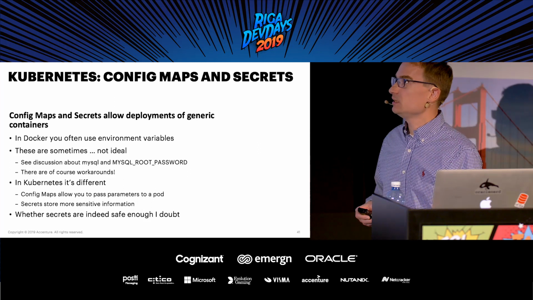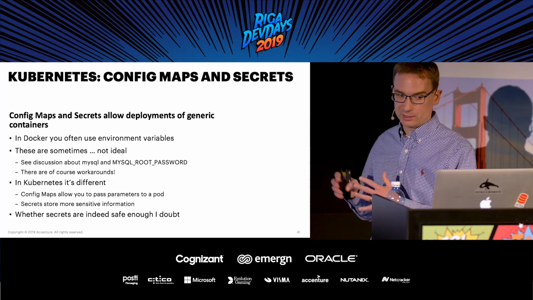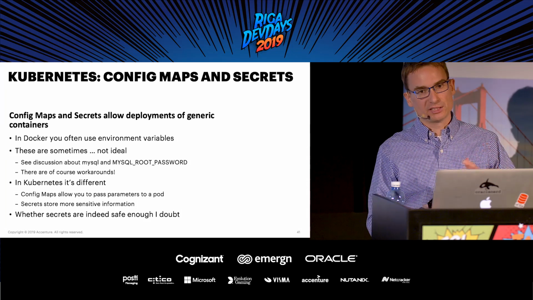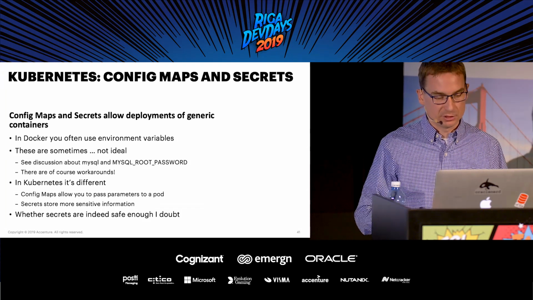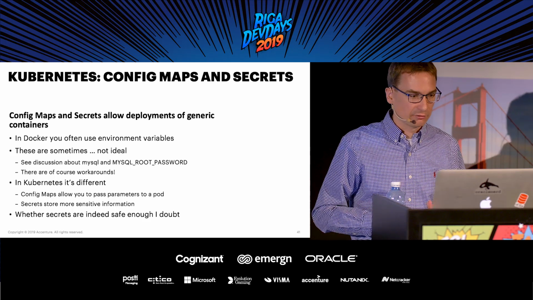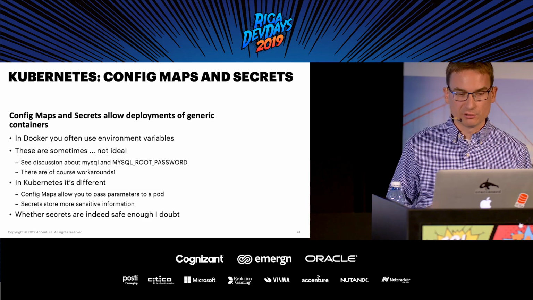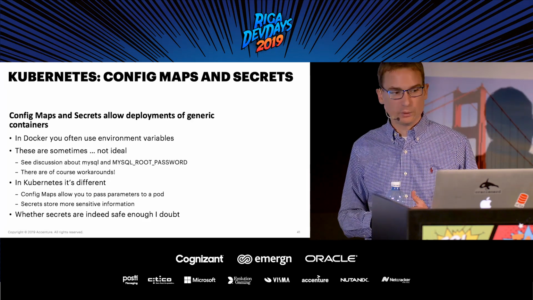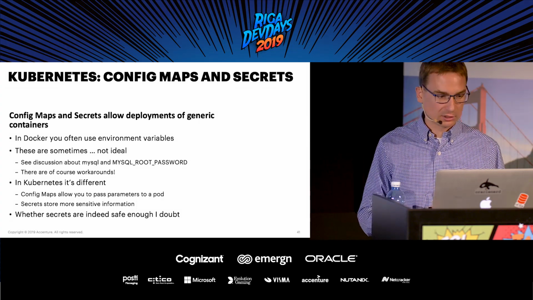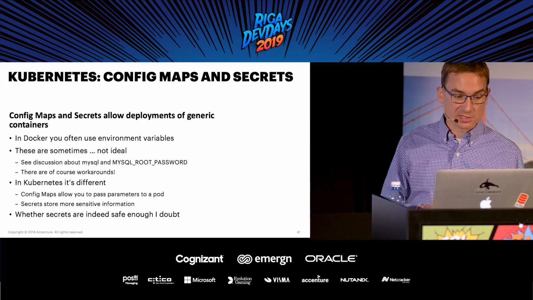There is then the topic of so-called config maps and secrets. If you want to parameterize your containers, to pass variables to the containers when they run, you can do this using config maps. This is just one way to configure your system. It's way cleaner, I personally think, than using environment variables in Docker, because they're sometimes not ideal.